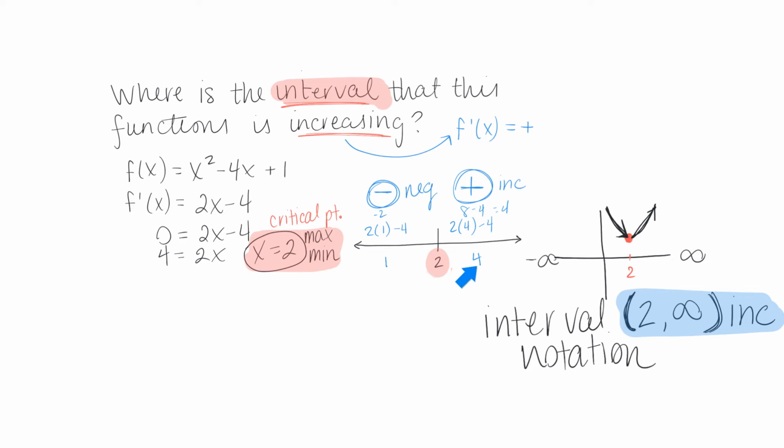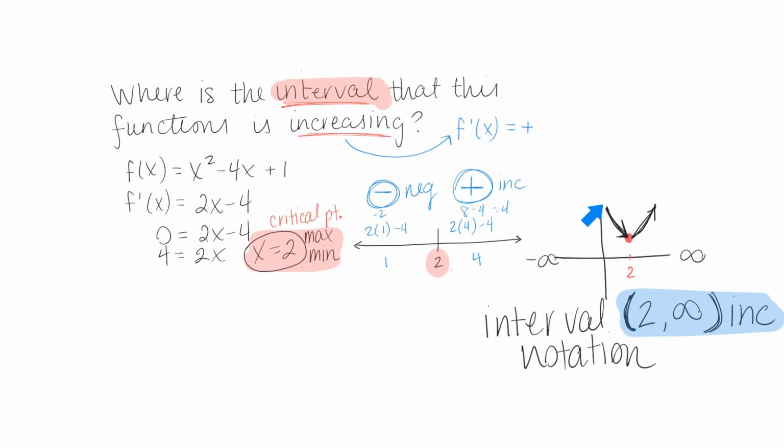Then we picked test points on either side of our critical point, of our max or min. We plugged the test points into the derivative. We got positive numbers. We got 4, which is positive, which means the function is increasing. Over here, we plugged 1 into our derivative. We got a negative number, which means any number I plug in over here will produce a negative number because the slope is negative, therefore the function is decreasing.